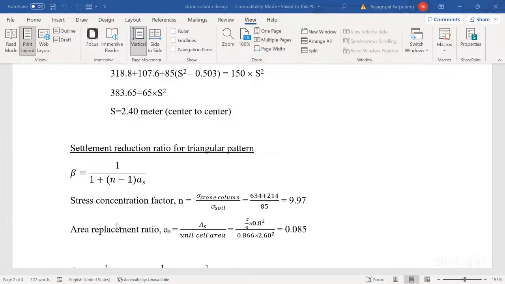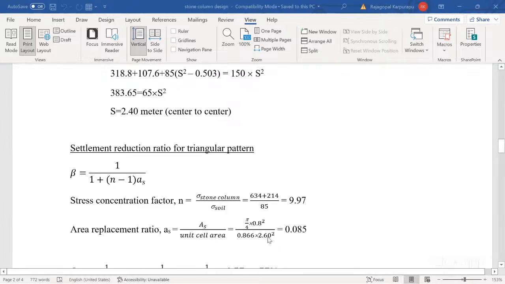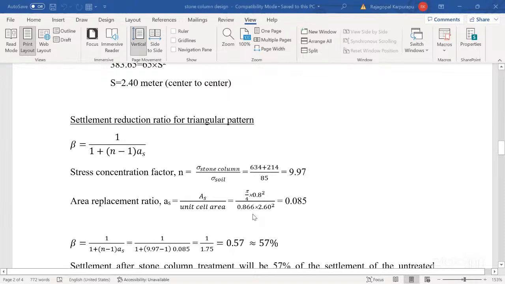And the area replacement ratio is AS divided by the unit cell area. AS is the area of the stone column, that is pi by 4 times 0.8 squared. And the unit cell area in the case of a triangular pattern is 0.866 times S squared, that is 2.6 meters in the triangular pattern. Thus the replacement ratio is 0.085. That is 8.5% of the soil is replaced by stone columns.